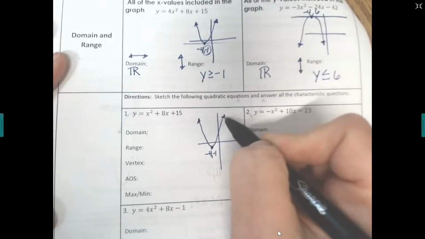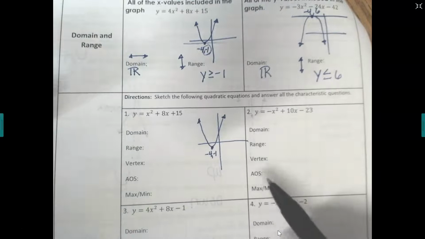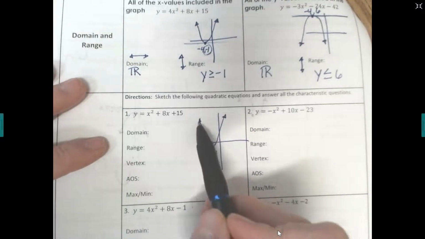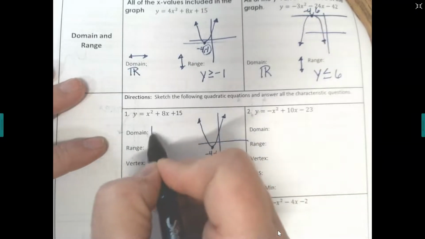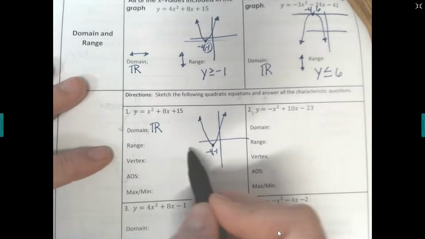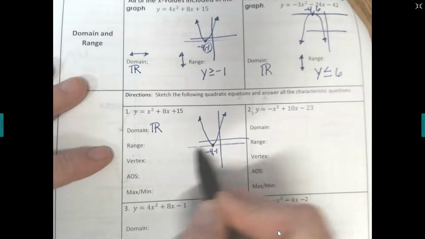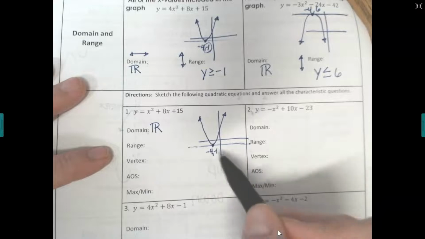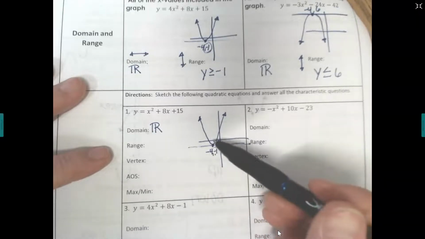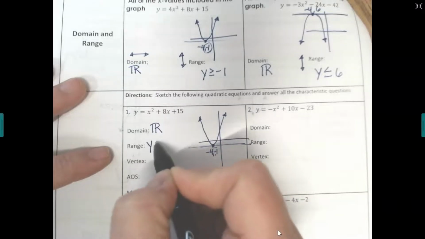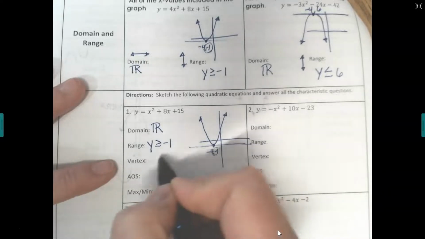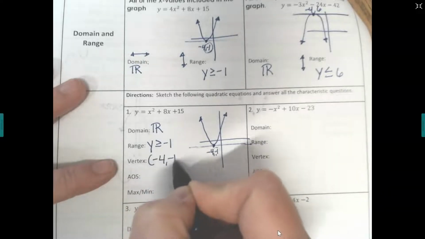Okay, make sure you're making your parabolas U-shaped and not V-shaped. That's a different kind of graph. In non-real world problems, your domain goes on forever and ever, left and right. It's not going to stop. So we're going to call that all real numbers. Your range, this is the very lowest point. Remember, range is a y value. So we're talking about compared to -1, how is the rest of the graph? The whole graph is above it. So all your y values are greater than or equal to -1. Your vertex we just named, -4, -1.